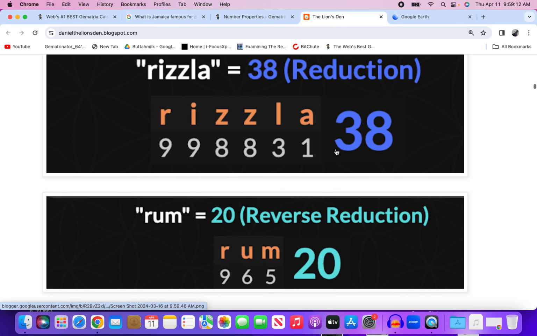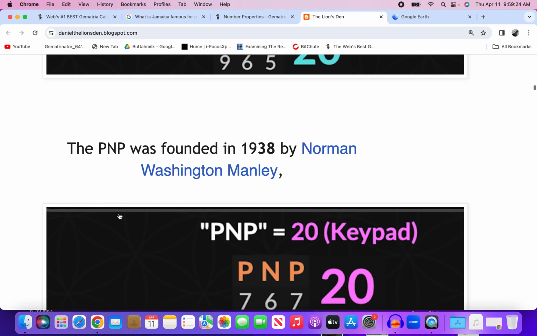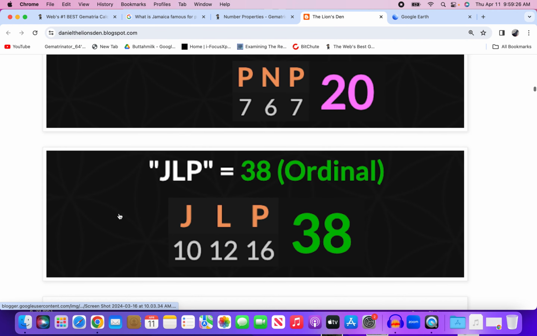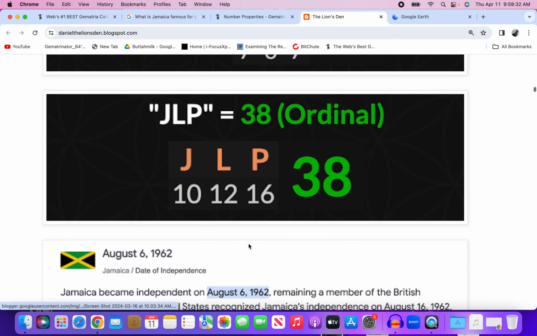So the political parties are interesting. It was founded in 1938, right? Jamaica equals 38. Founded by Norman Washington Manley. Washington, it's funny, kind of like George Washington, a founding father. JLP, the Jamaica Labour Party, equals 38, just like Jamaica.